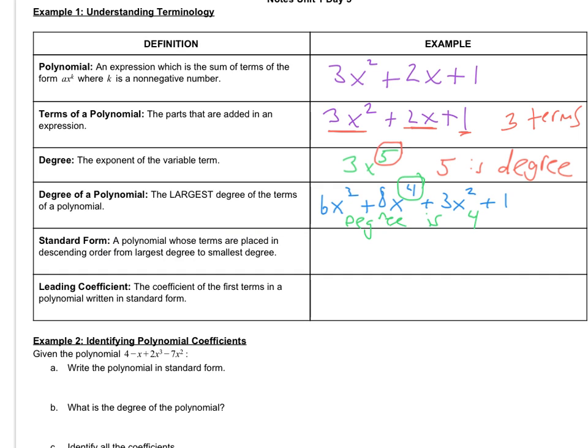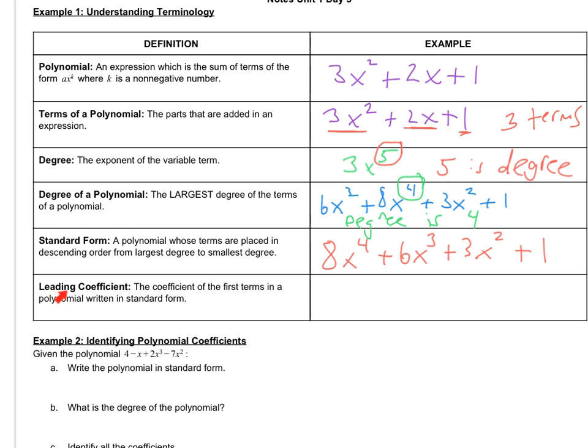My next one is standard form. Standard form says a polynomial whose terms are placed in descending order from largest degree to smallest degree. So if I were to put this polynomial in standard form, that 8x to the 4th would have to go first. I would get 8x to the 4th, my biggest exponent, plus 6x to the 3rd, my second biggest exponent, plus 3x squared, and then ending up with my constant, which is 1.